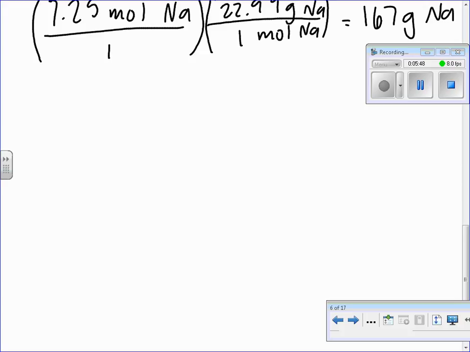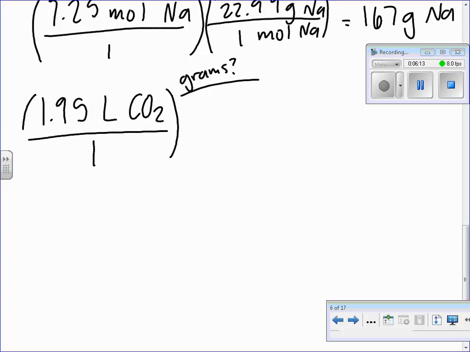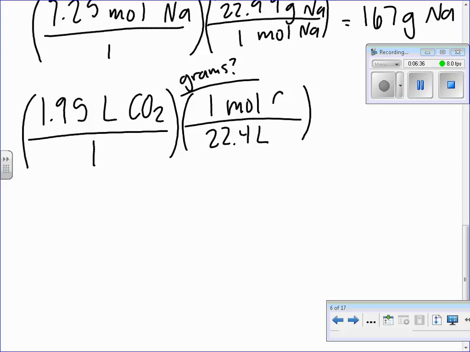Okay, so let's go from liters to moles. So we need to have a gas, so let's do 1.95 liters of carbon dioxide, and we want to know how many grams this would be. So grams is our end result. So we're going to state what's given to us. We're going to put it over 1. Now we want to cancel these liters. And remember, we have a molar volume conversion factor that for every gas, for every 22.4 liters of gas, we have 1 mole. So if we want to cancel liters, we got to put 22.4 liters on the bottom per 1 mole carbon dioxide on the top. We've canceled out the liters.